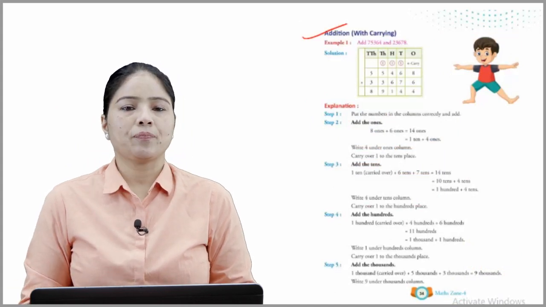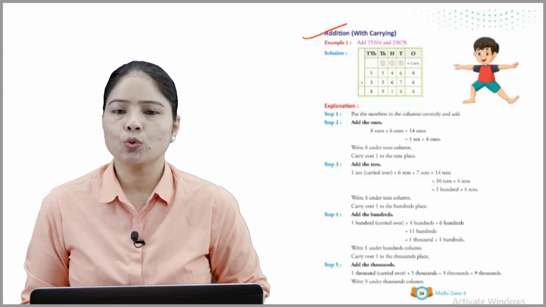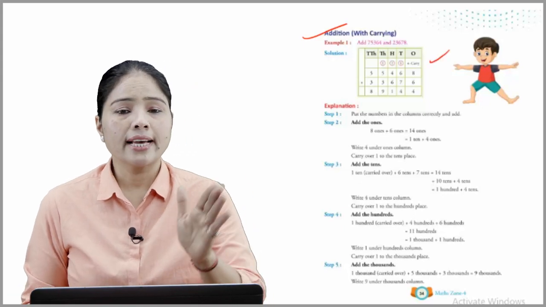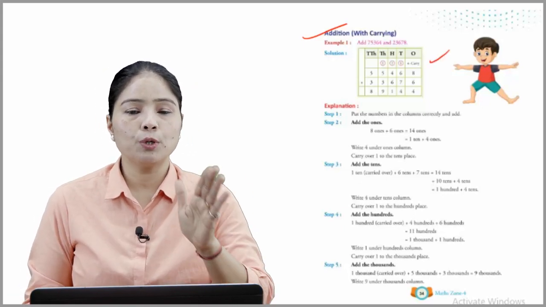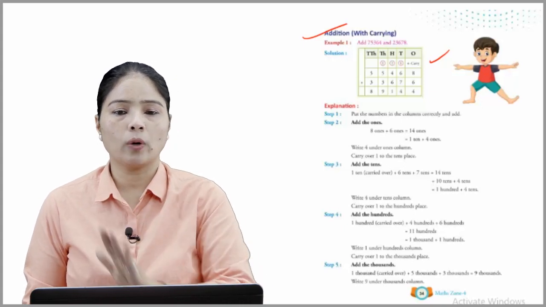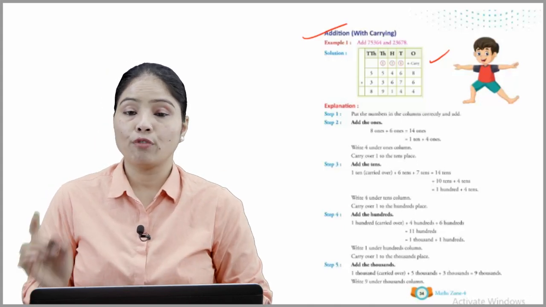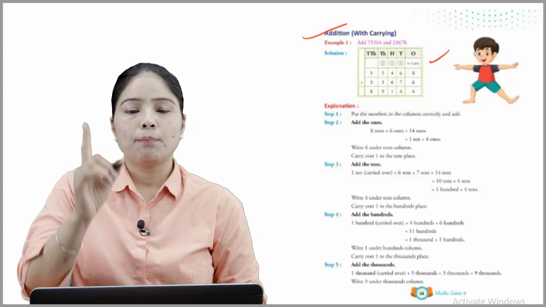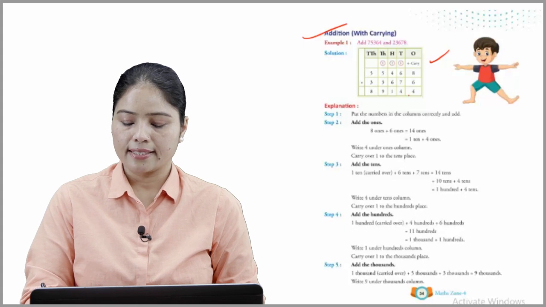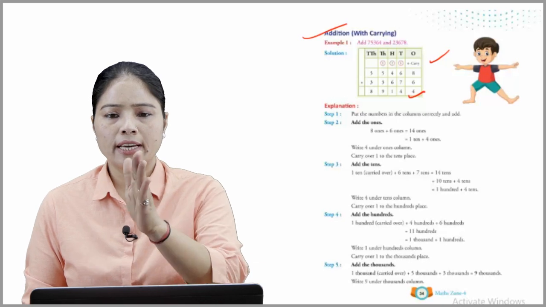Addition with carrying. Example number 1. Add 75364 and 23678. Solution. So सबसे पहले इन्होंने column wise में कर दिया. Explanation. Step number 1. Put the numbers in the columns correctly and add. Step number 2. Add the ones. 8 ones plus 6 ones is equal to 14 ones. तो 14 ones का 1 ten plus 4 ones. Write 4 under the ones column like this. ठीक है? Carry over 1 to the tens place और जो 1 है ऊपर चला गया.